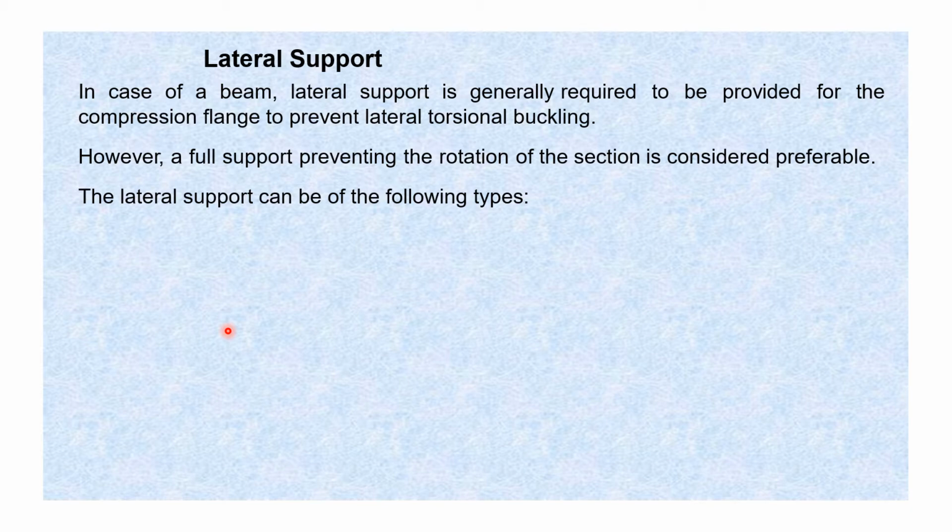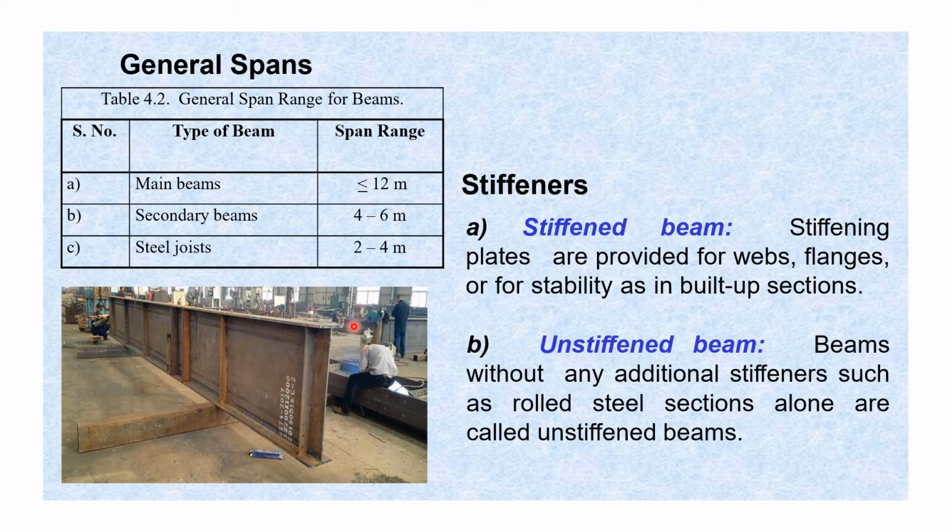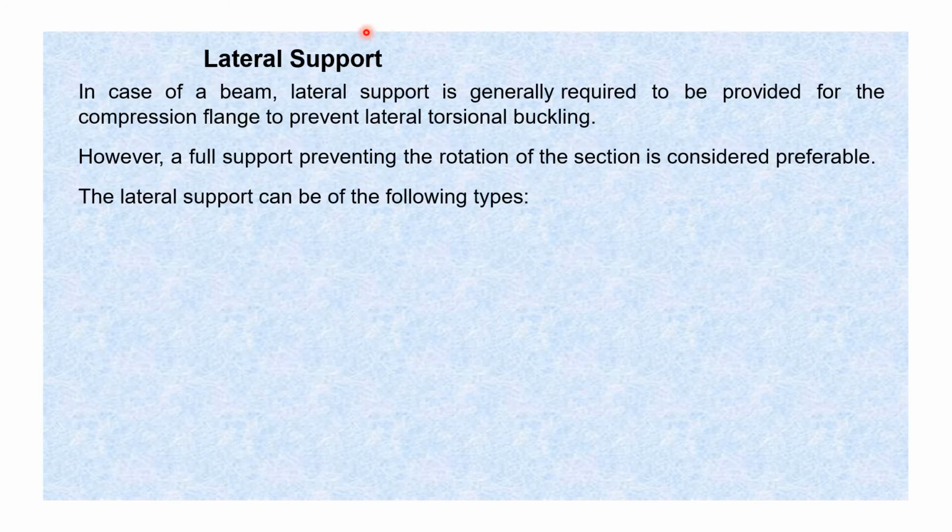So here, in this case, the flange is continuously supported in the concrete. That will also resist lateral torsional buckling and will act as a support. So it is continuously braced at the flange side. So first is lateral support.